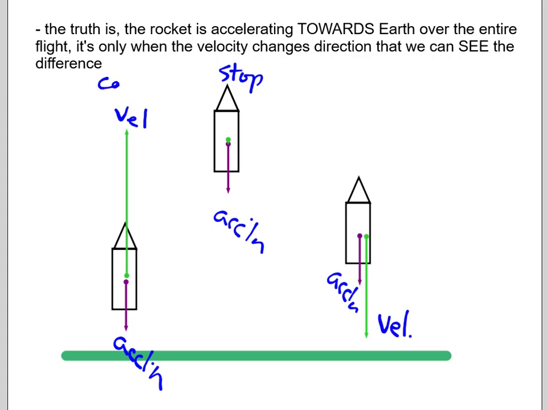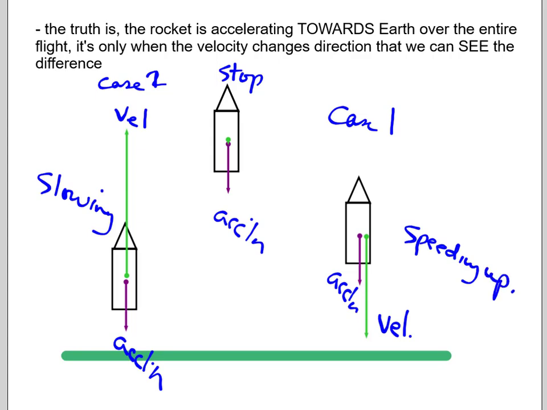There are different cases. This is case 1 here, where the velocity and the acceleration are in opposite directions. So this is you slowing down. At the top, it's not moving, so we'll leave that one out. And then this is case 2, where acceleration and velocity are in the same direction. So it's actually speeding up as it comes back down to Earth. We'll keep working on that. That's a tricky thought.